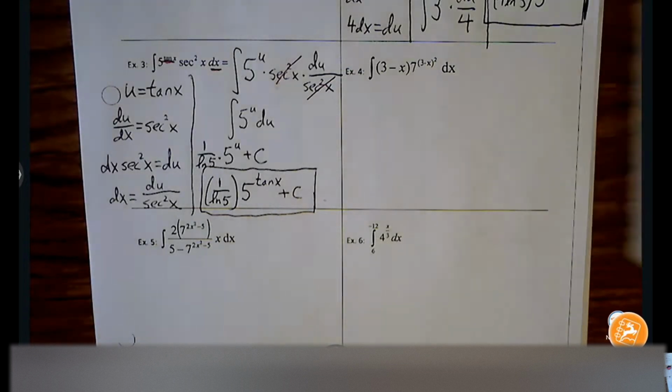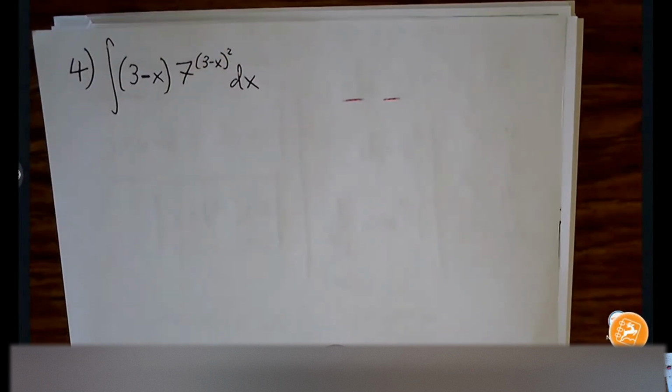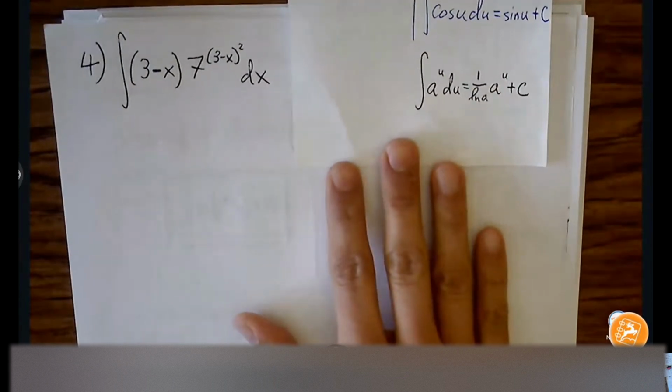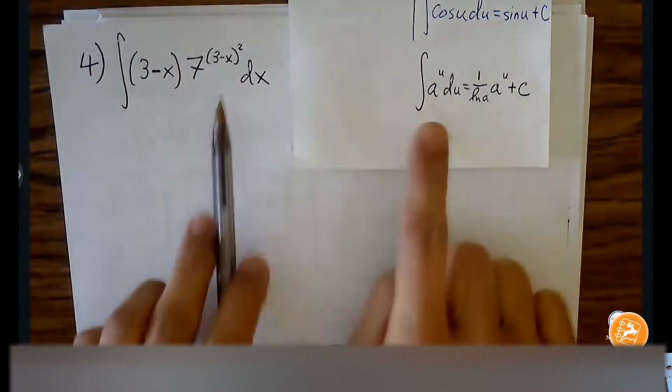I'll put this on a separate sheet, it may require a bit more room here. All right, looks messy, but is it still going to match up nicely with our new rule here? Should. Okay, what do you think as a u value that we could use? 3 minus x squared, the whole exponent. The entire exponent. Yeah, let me point that out here.